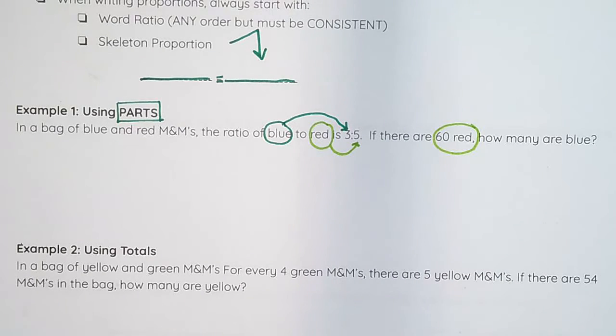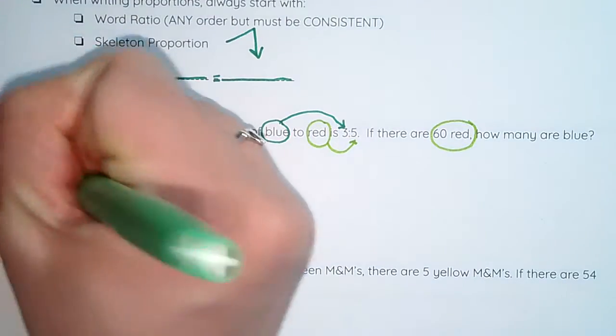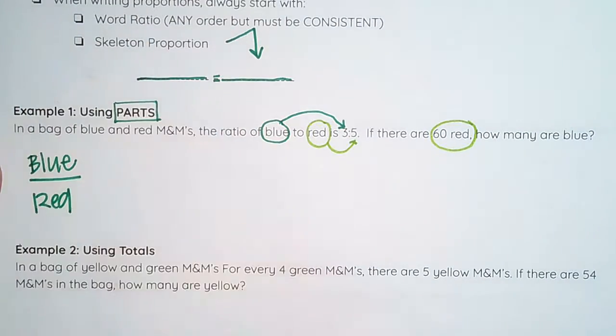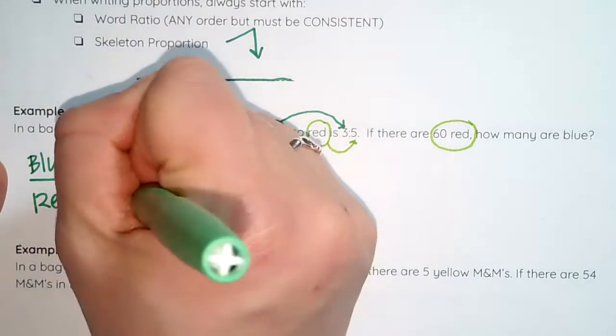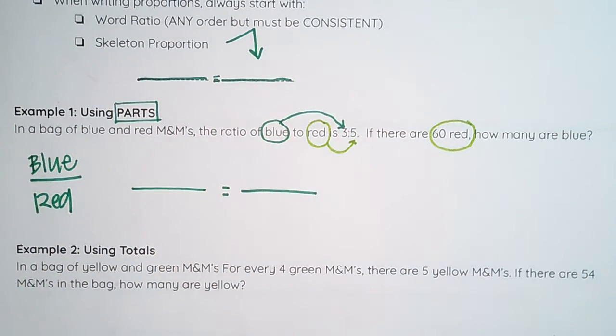So I'm talking about the parts here, simply the parts. I don't care about the total number of M&Ms. So I set up my word ratio. I'm comparing blue M&Ms to red. Blue to red. From here, I set up my skeleton proportion. Awesome. So now from here, I just fill in my information that I already have.